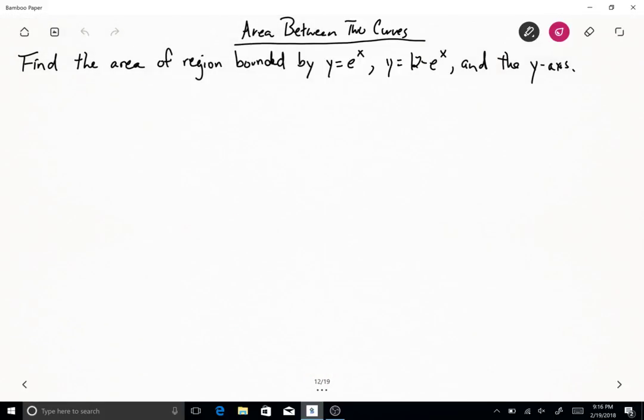So now we'll move on to area between two curves and get rolling with that. Find the area of the region bounded by y equals e to the x, y equals 12 minus e to the x. Okay, so y equals e to the x.